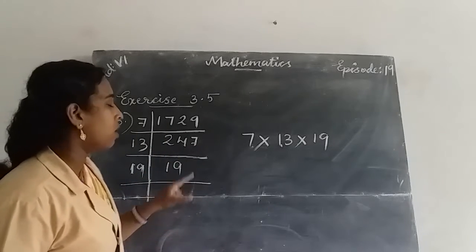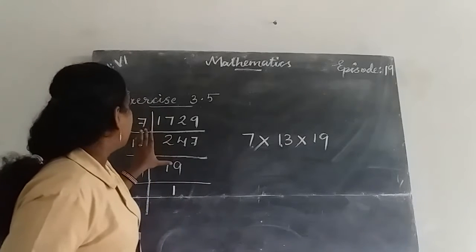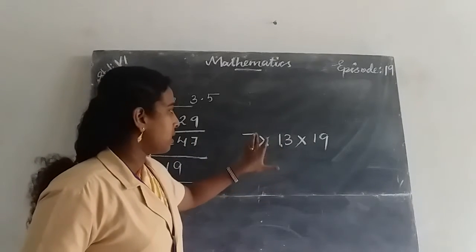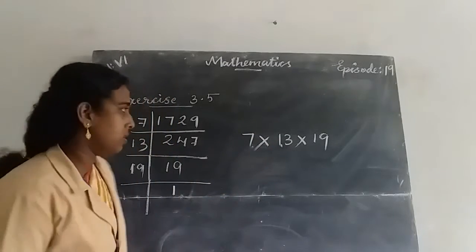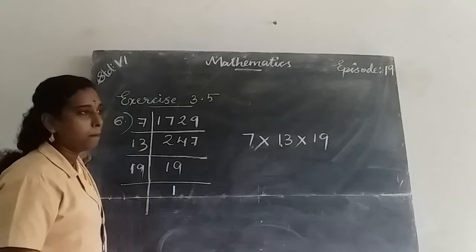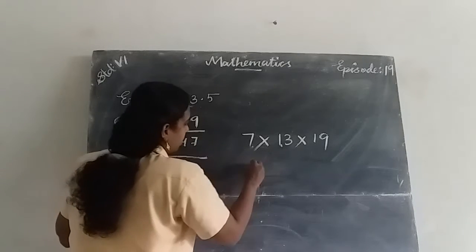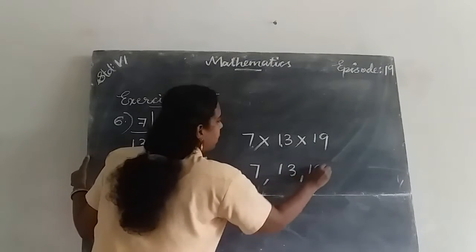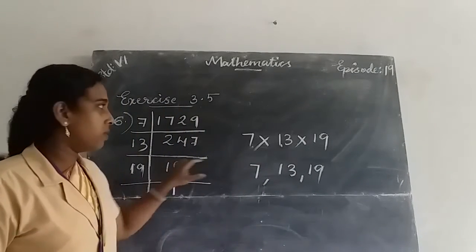So we wanted to find the prime factors of this number and arrange the prime factors in ascending order. So we arrange these in ascending order. Ascending order means smallest to biggest. So 7 is the smallest number, then 13, then 19. This is the ascending order of factors.